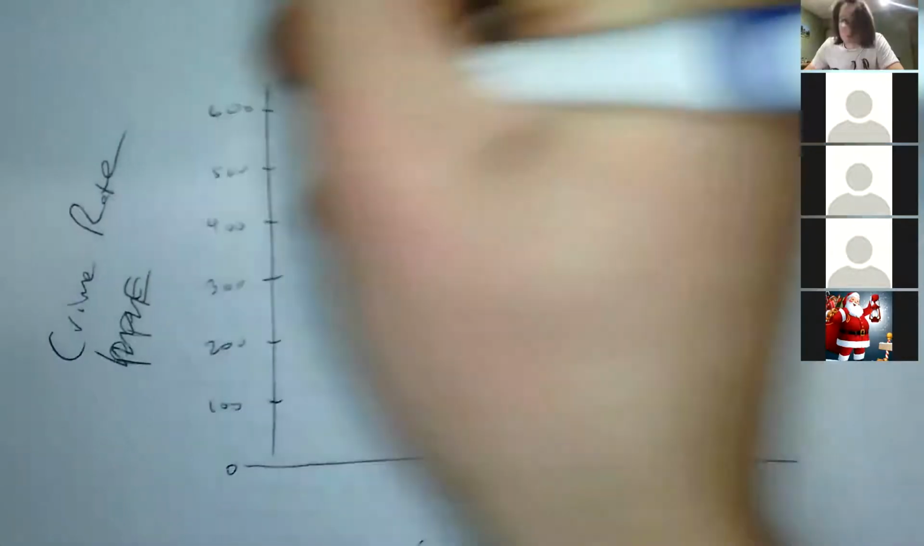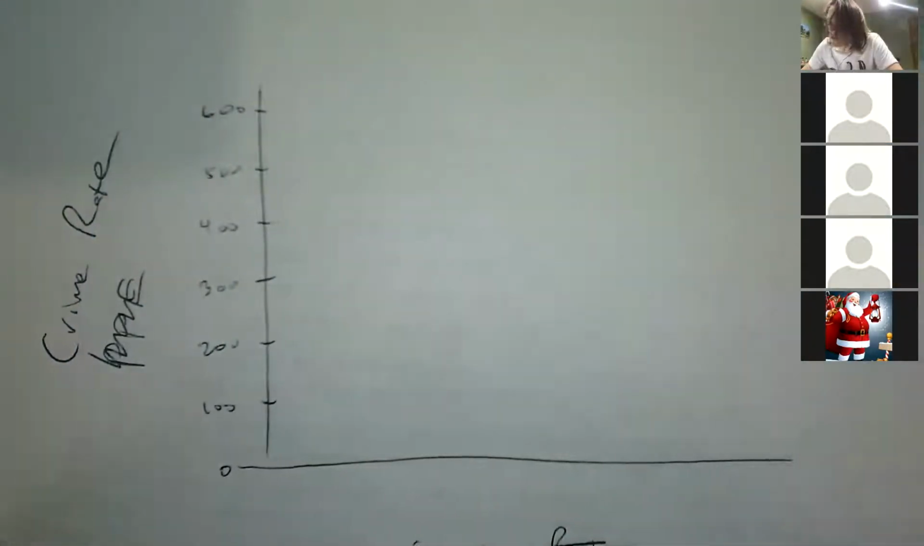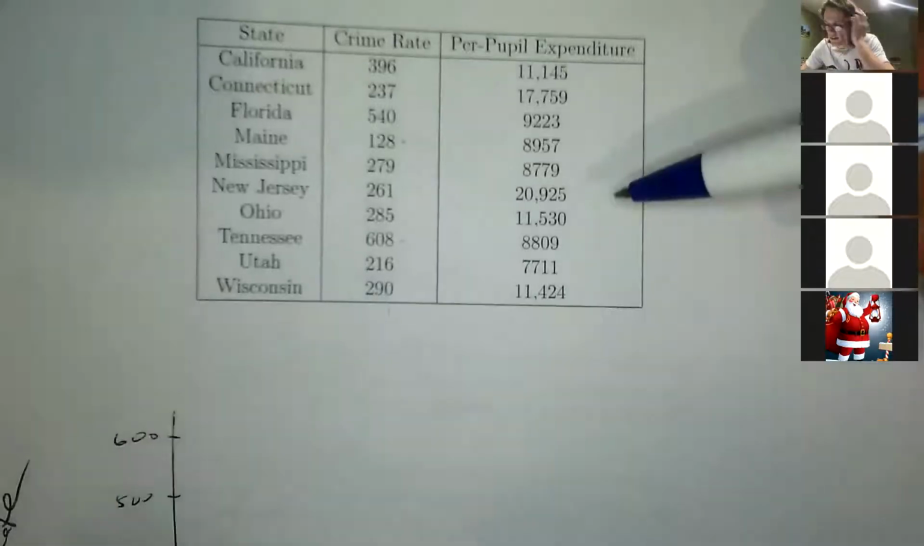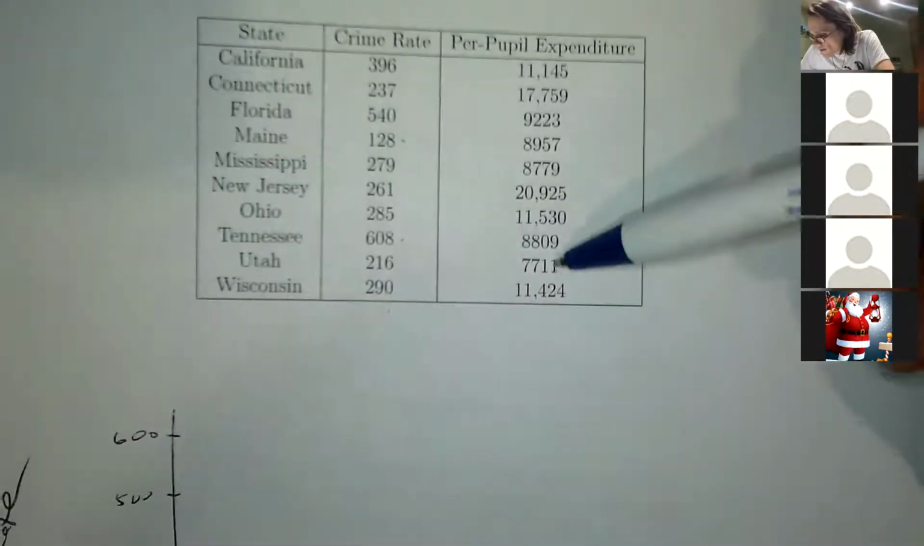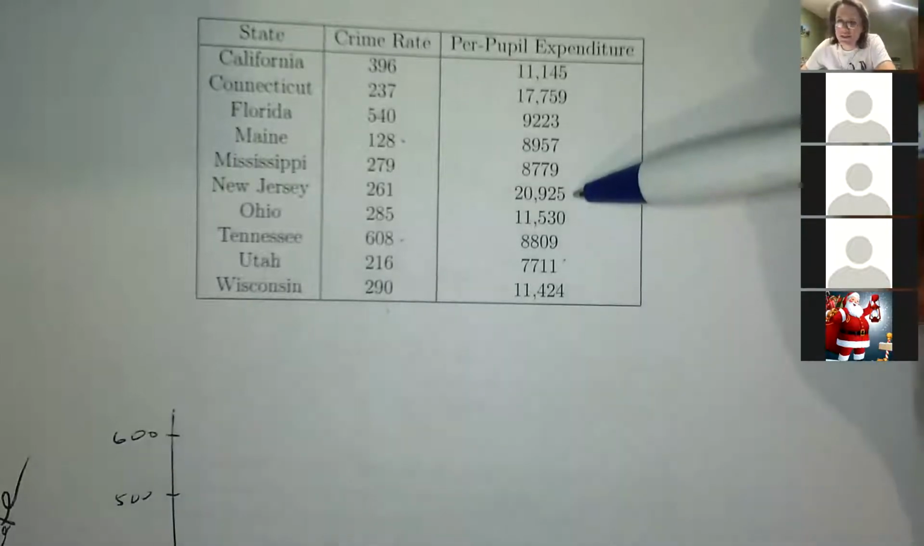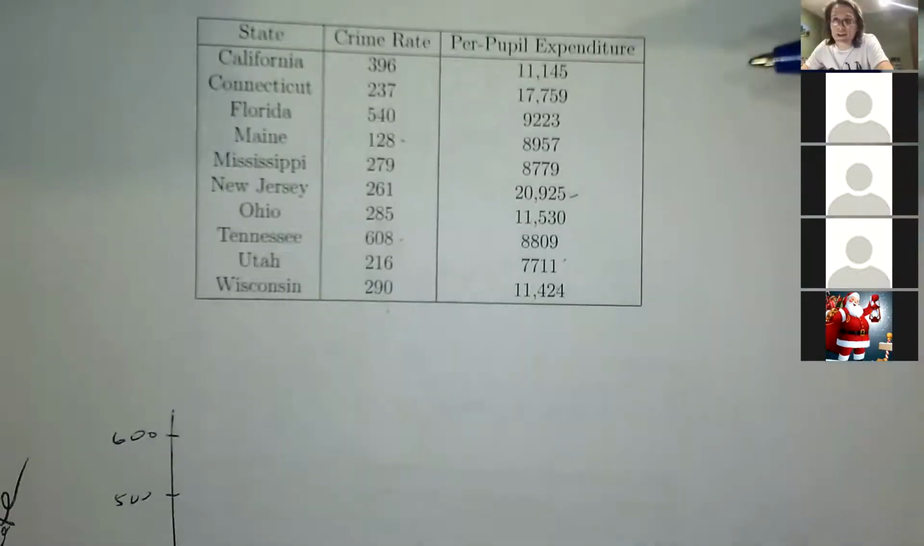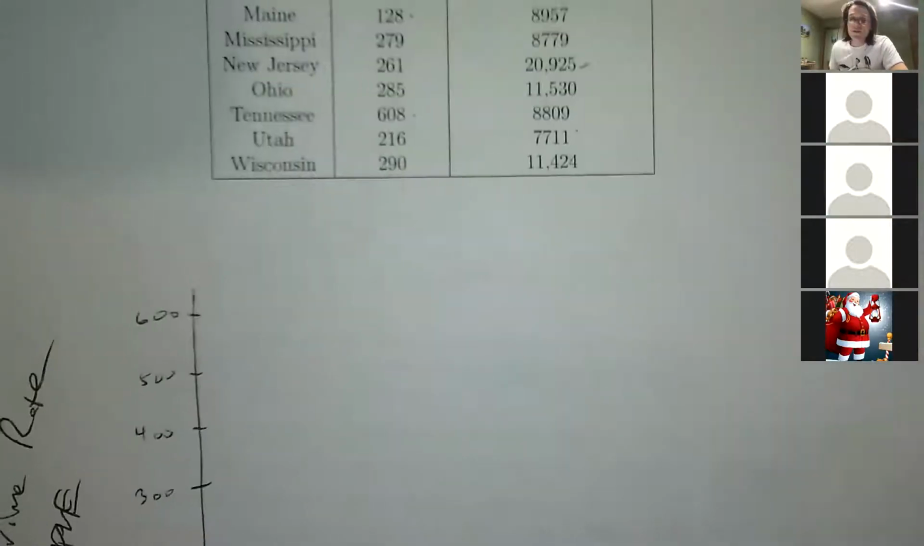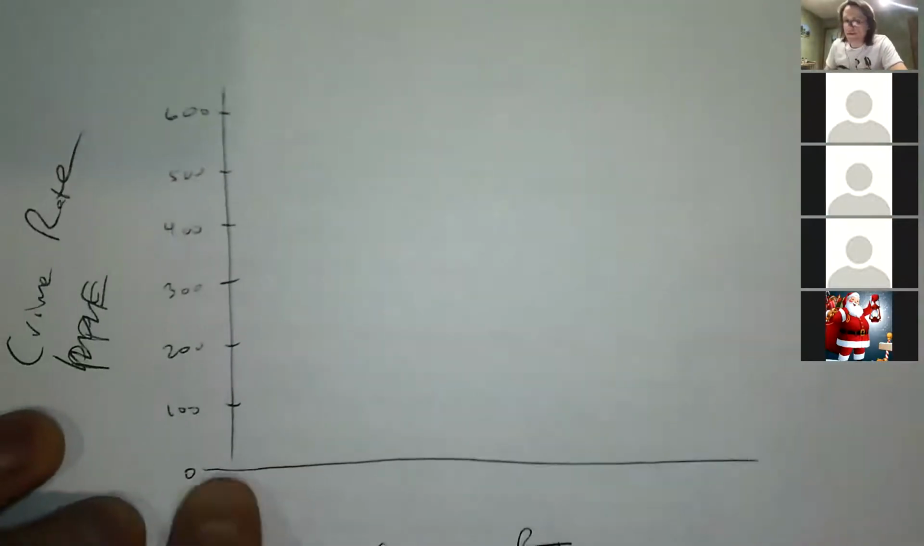All right, so that's good. So 100, 200, use a pencil, 300, 400, 500, and 600. All right. And now for the per pupil, you do the same thing. You just got to find a good scale. So the smallest is 7,000 and the biggest is 20. So we have like 13 dashes we need. We'll do it by thousands. And you can start wherever. You don't have to start at 0.